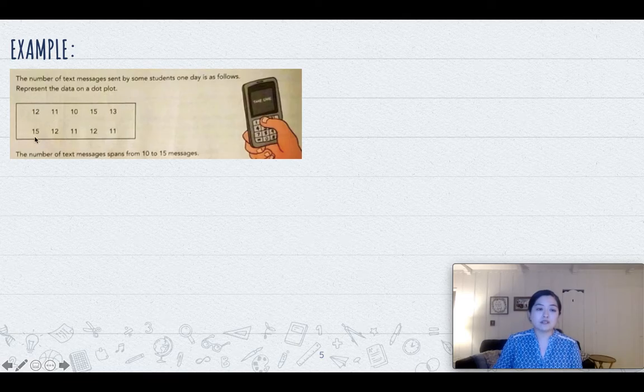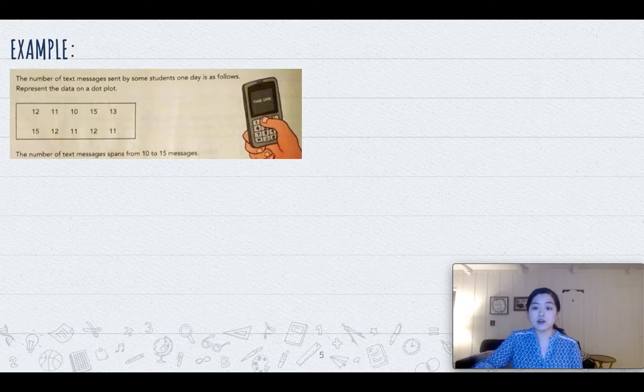Okay, so let's see. Some students sent 12, some students sent 11, another student sent 10, another student sent 15. I guess one of these represents one student and the number of text messages he or she sent. So there's a total of 1, 2, 3, 4, 5, 6, 7, 8, 9, 10 students, and the number of text messages spans from 10 to 15 messages a day.